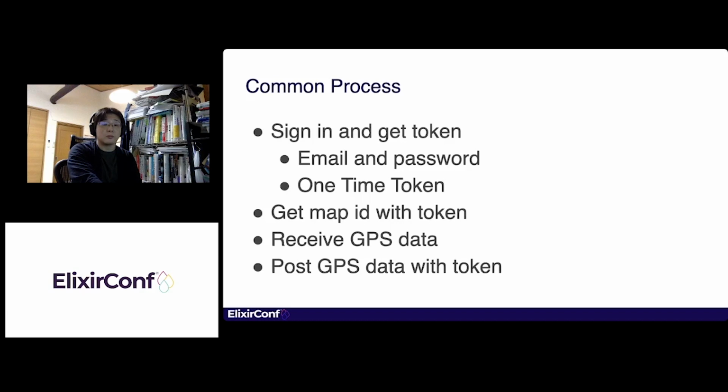This shows the common process for implementing client applications. First, sign in and get a token. Next, get the map ID with the token. Receive GPS data from a library or hardware. Last, post the GPS data with the token.